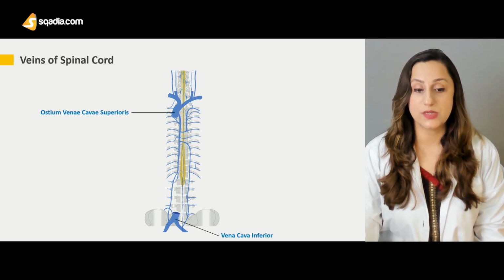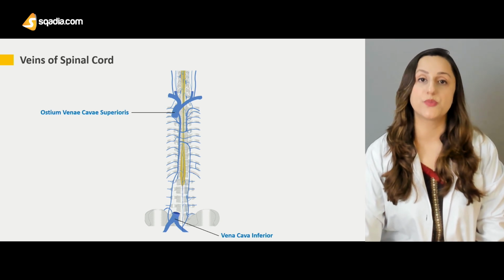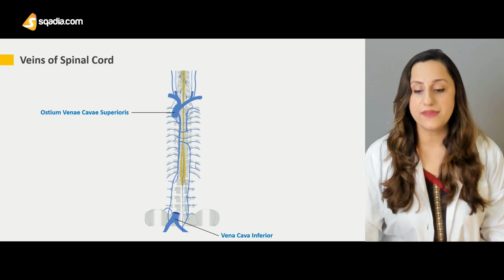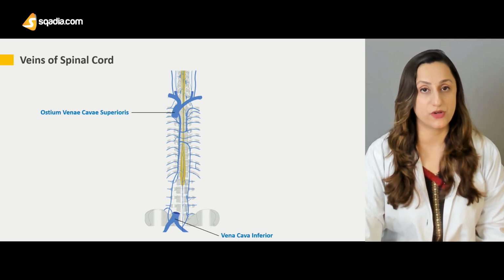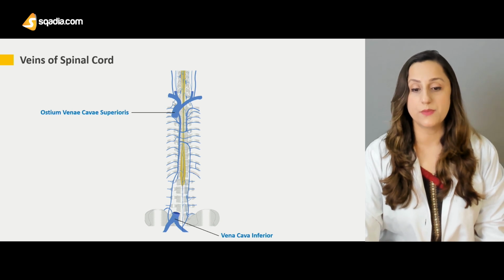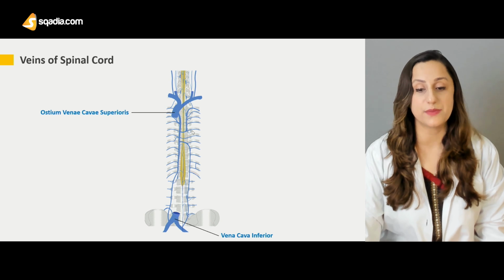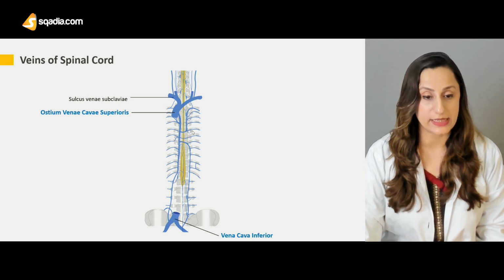This is the ostium vena cava superioris, which is also known as the superior vena cava opening. And then we have the vena cava inferior, also known as the inferior vena cava. So these are the different major drainage points that we're going to discuss, but there are obviously the subdivisions that are going to drain accordingly.